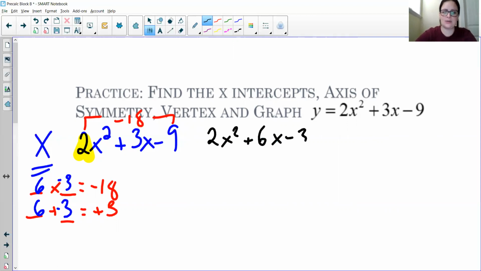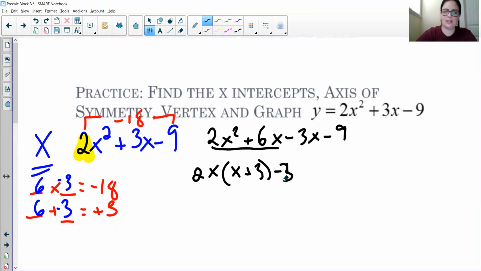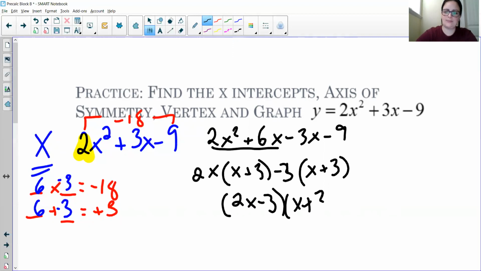So you're going to take your 2x² plus, and instead of 3x, you're going to have +6x minus 3x minus 9. You're then going to factor by grouping. That should be a 3. And so your factoring is (2x - 3)(x + 3).